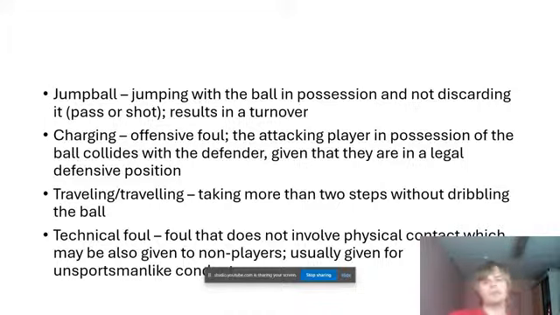Technical foul. So, what is a technical foul? A foul that does not involve physical contact, usually, which may also be given to non-players, such as coaches or technical staff of the team, and it's usually given for unsportsmanlike conduct, such as swearing at the referee, perhaps, or diving. Diving in sports is when you get a light tap on your shoulder, you act as if you've been punched and fall to the ground, roll around. Think Neymar.